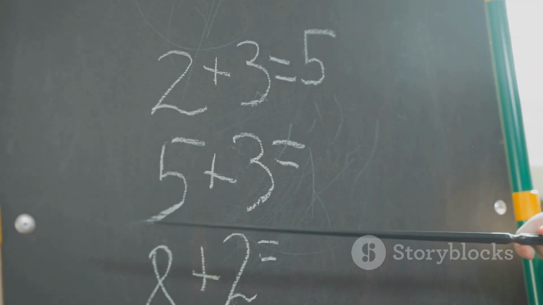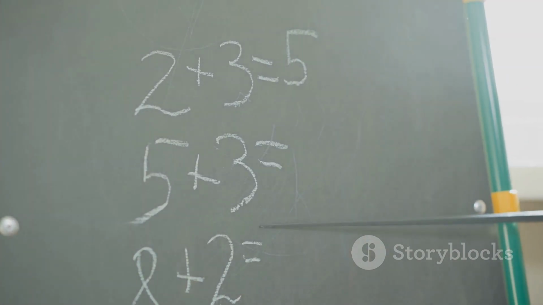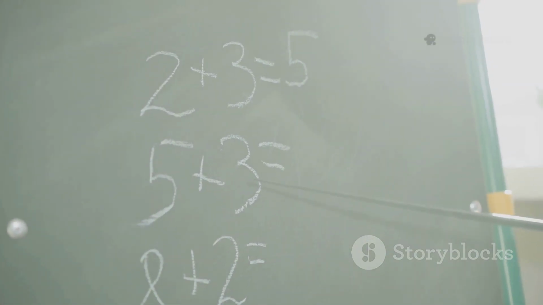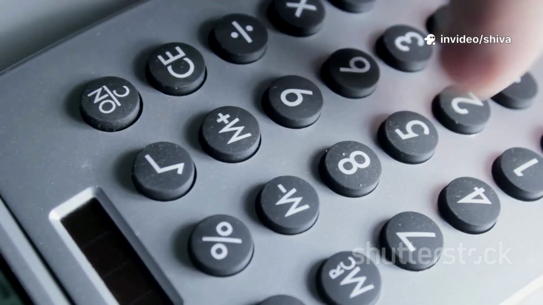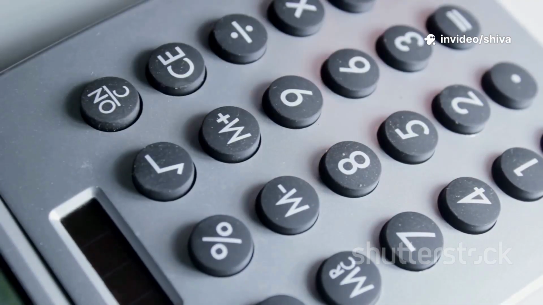Think about adding 1 plus 1 in grade school. The answer is 2, right? In binary, that's written as 1, 0. The 0 is our sum, and the 1 is what we carry over to the next column. The half adder does exactly this.